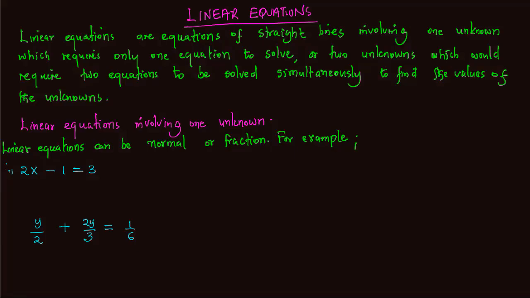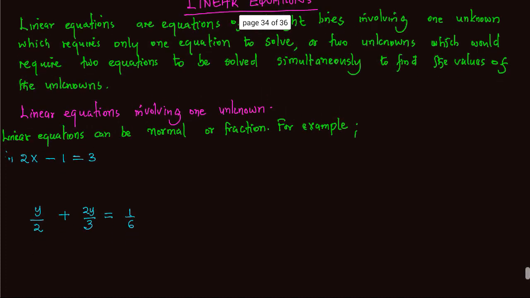Linear equations. Linear equations are equations of straight lines involving one unknown, which requires only one equation to solve, or two unknowns, which would require two equations to be solved simultaneously to find the values of the unknowns.